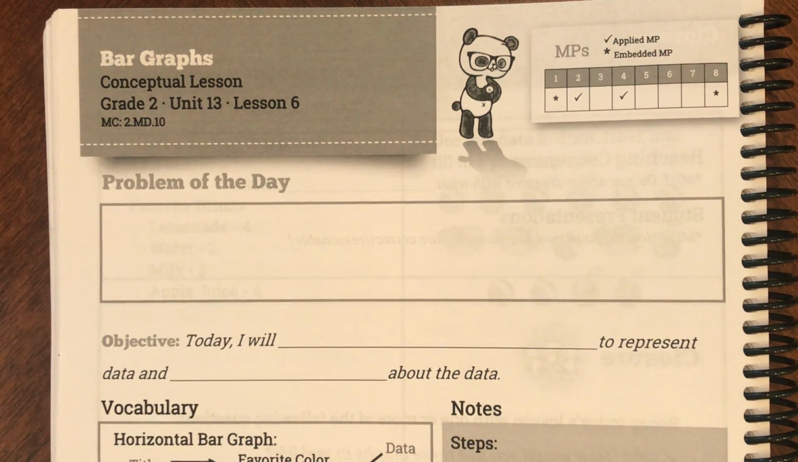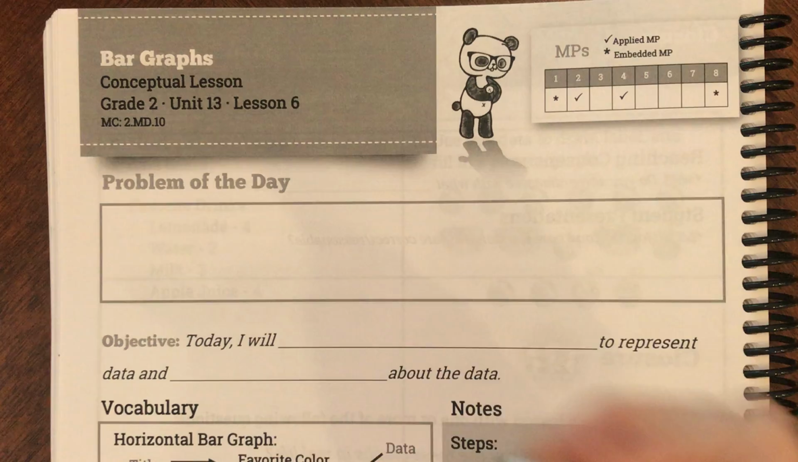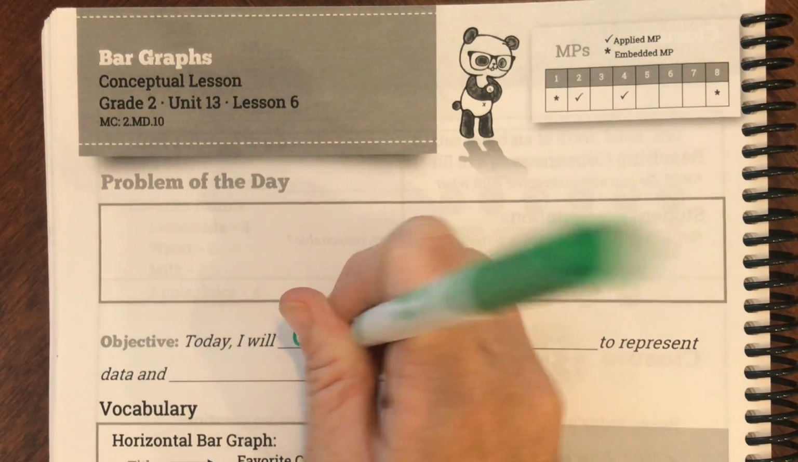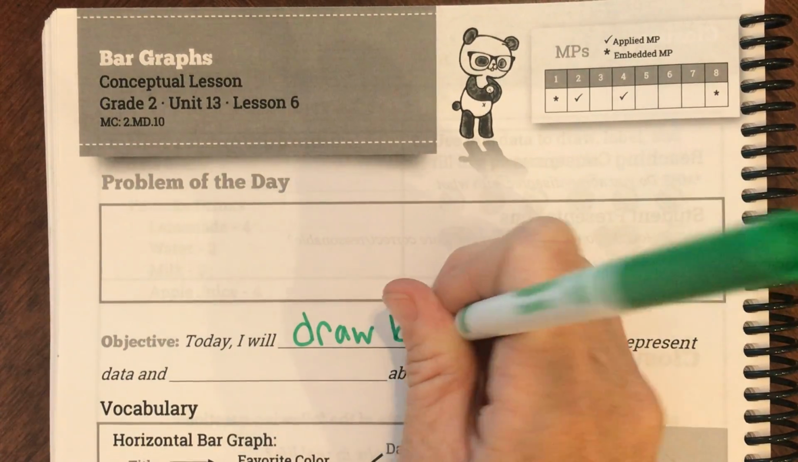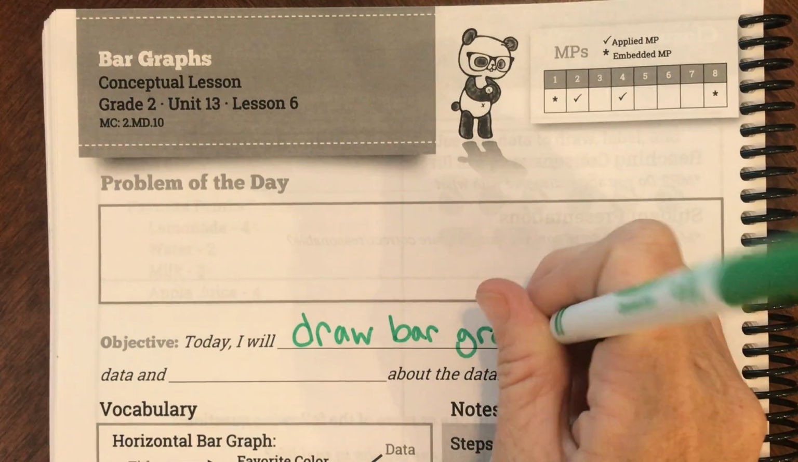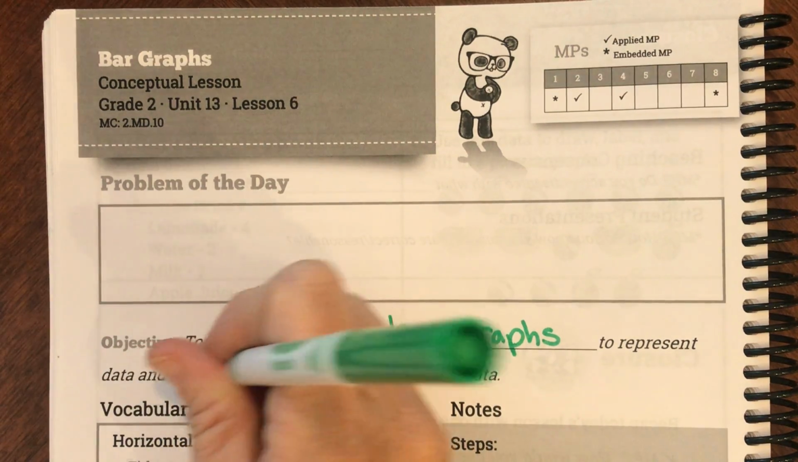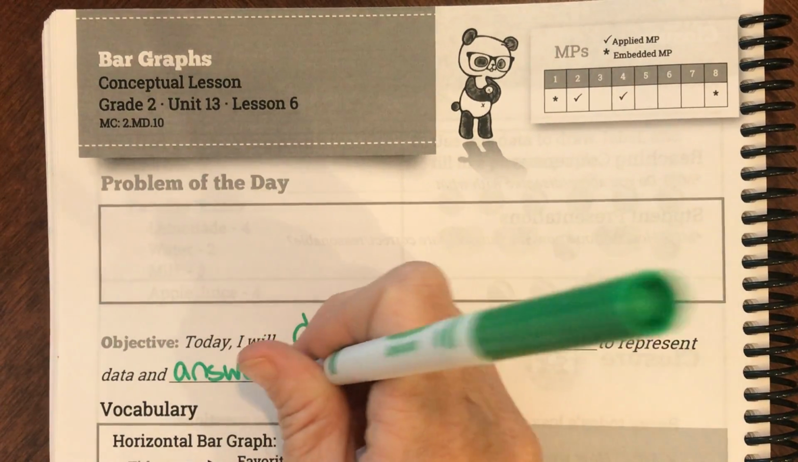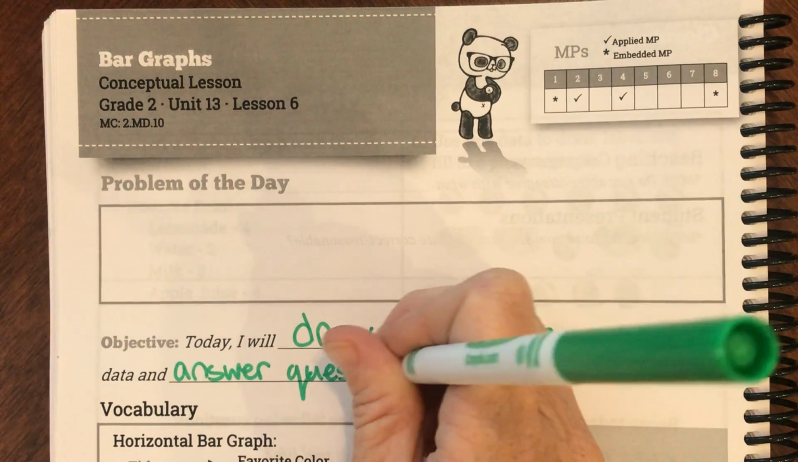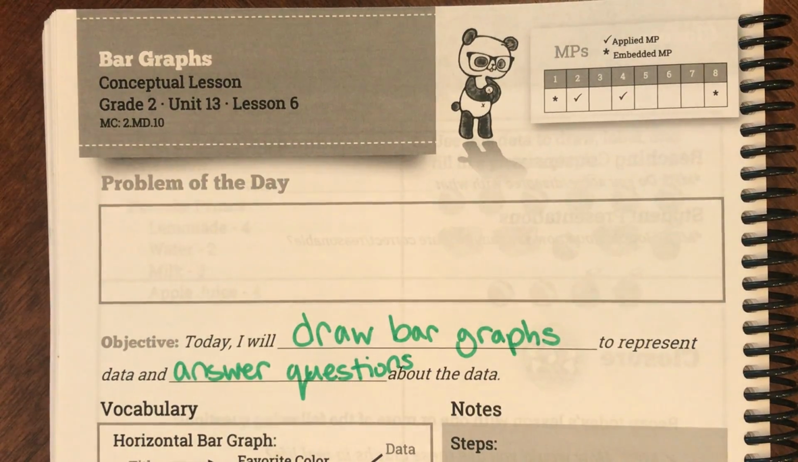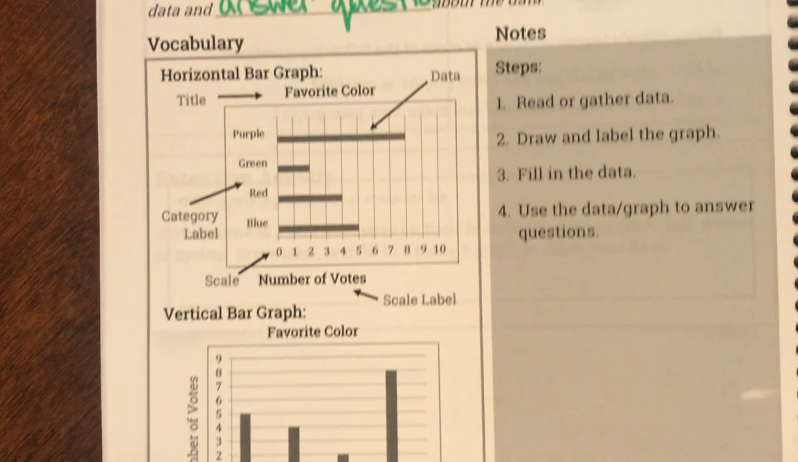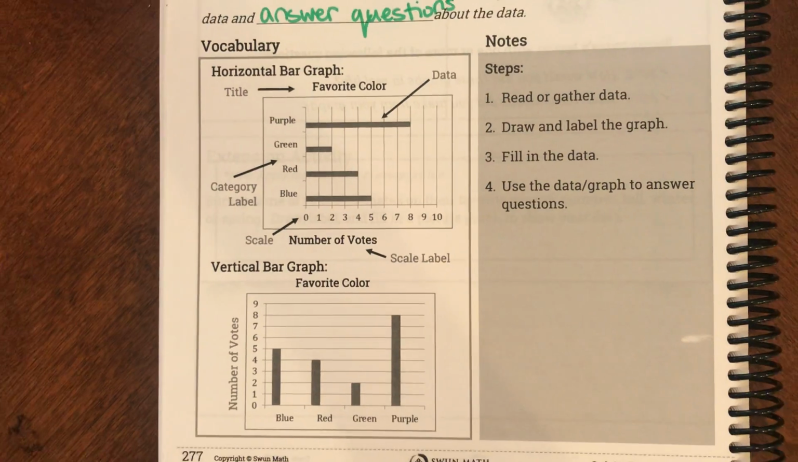Okay, so our goal or our objective today is: today I will draw bar graphs to represent data and answer questions about data. So it's going to be similar to yesterday, except we're introducing a new type of graph.